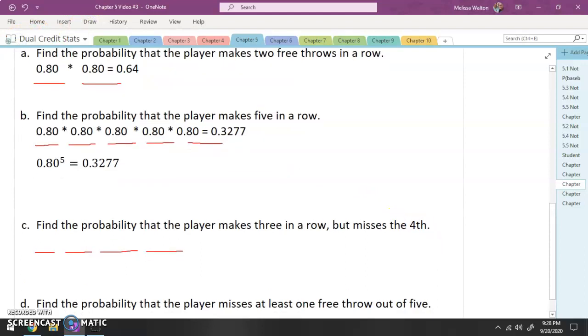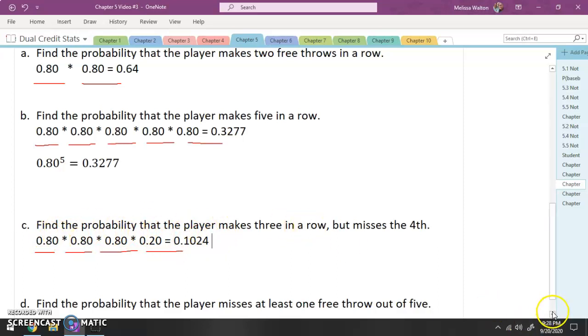So looking at this one, first off, probability of making the first one is 80%. We have 80% again, 80% again. However, our fourth one, the probability of missing the fourth one, well, if we make it 80% of the time, that means 20% of the time we are missing it. And that comes out to be about 10% of the time. So if we're shooting 4 in a row, the probability that we make, make, make, miss is right around 10%. And that's if we do 4 in a row.